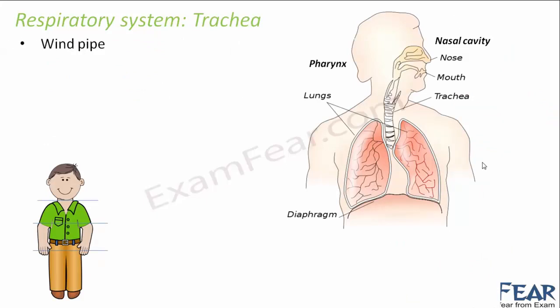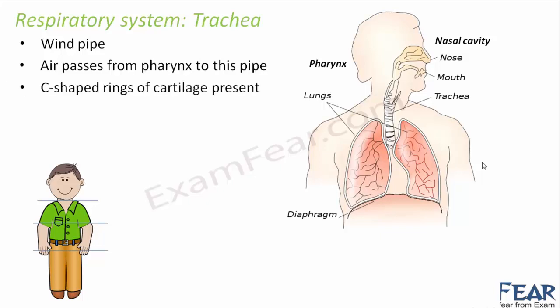This is the pipe which is actually going to carry the air from the pharynx. Air passes from pharynx to this pipe. So the air entered our body through the nostrils, then it went to the nasal cavity. From there it went to the pharynx, and from pharynx it came to the windpipe or trachea.